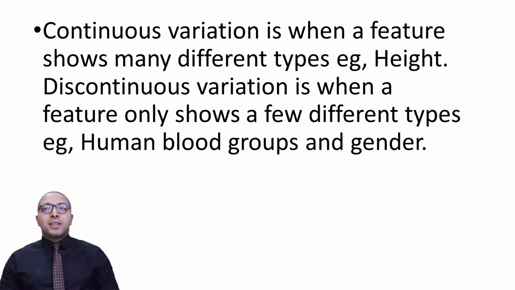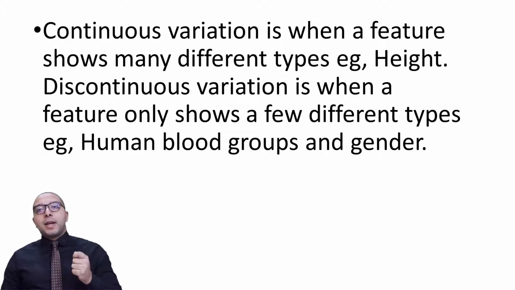On the other hand, we have discontinuous variation, which is a feature that only shows a few different types. As an example, blood group. It's only one type of blood group that a person can have within his whole life. Another example is gender, either male or female. That's what we can use to differentiate between discontinuous and continuous variation. Continuous variation is a variation that changes over time. Discontinuous variation cannot change over time. It's fixed, like the blood group and the gender.